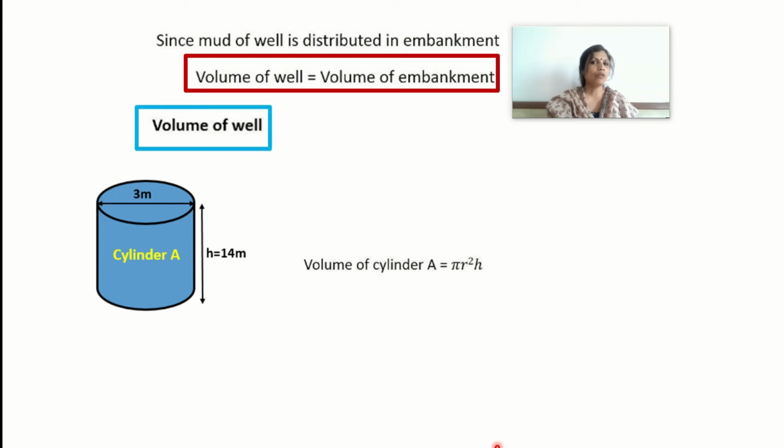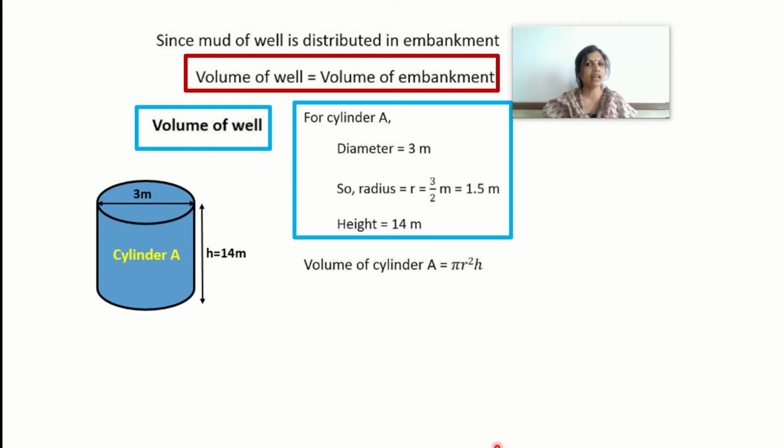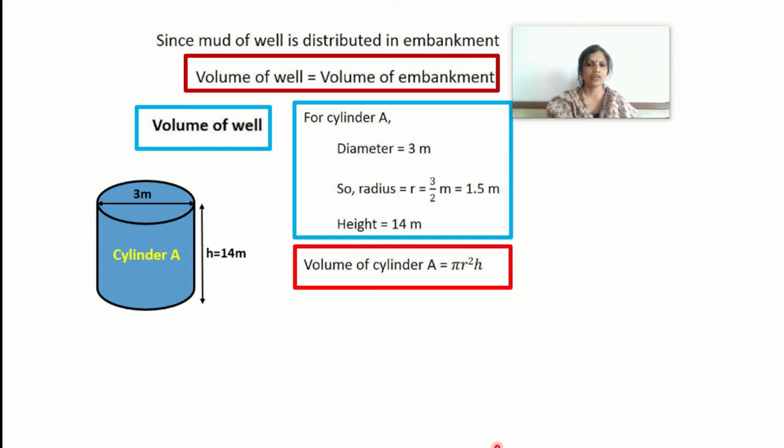Now to find volume of the well, we know that it's in the shape of a cylinder. We need a radius. We are given diameter as 3 meter. So radius is 3 by 2 meter, and 3 by 2 meter is 1.5 meter. We are given the height of the cylinder as 14 meter and volume of the cylinder, yes, I know you could recollect that, it is pi r square h. Let's start substituting the values. So pi into radius is 1.5 the whole square into 14 is the height.